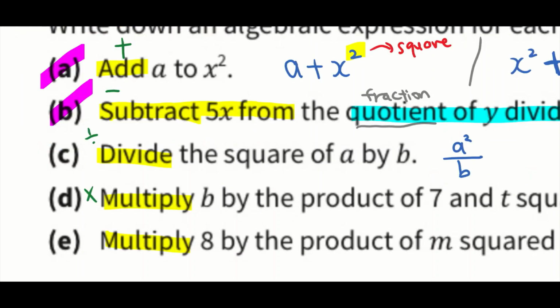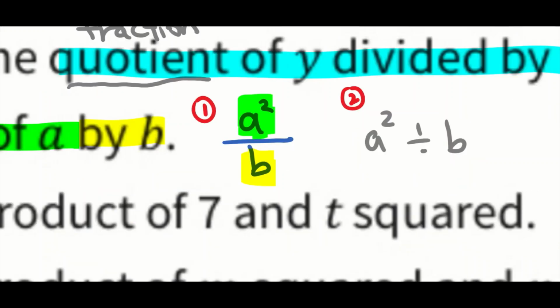Okay, the next question, I will find the square of a, which is a squared. And I will divide it by b. That's it. Very good. So between 1 and 2, I will rather choose number 1, because it's nicer to see in this way. Number 2 will not be simplified.